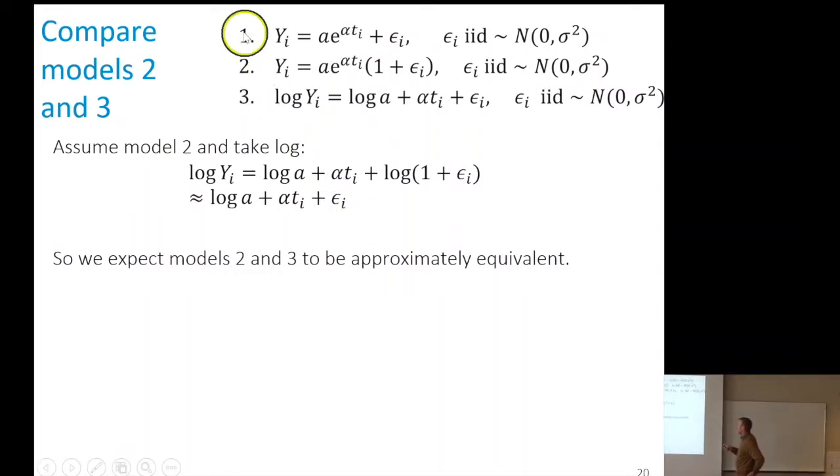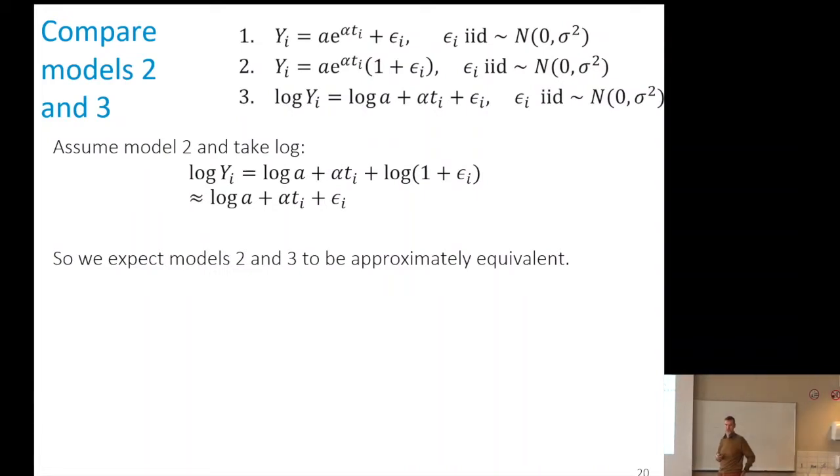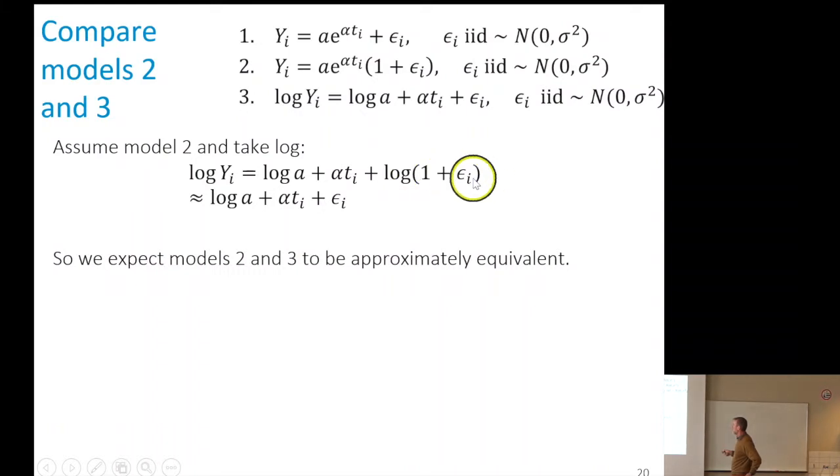In fact, if we compare, we see that model 1 is probably not very good for this fitting. Model 3 is better. If we compare model 2 and 3, in fact, they're approximately the same. If the noise term is not too large, then by taking the log of model 2, we get log y equal to this plus log of 1 plus epsilon. Now, strictly speaking, if epsilon is Gaussian, log 1 plus epsilon is not Gaussian. It's a non-standard distribution. But if epsilon is small, log 1 plus epsilon is close to epsilon. So it will be close to model 3 here.